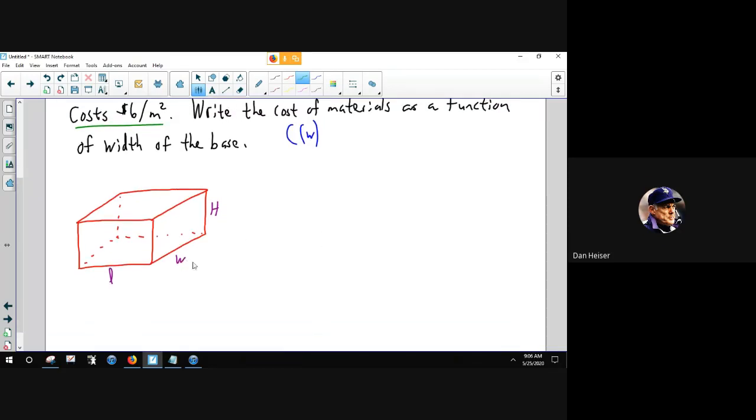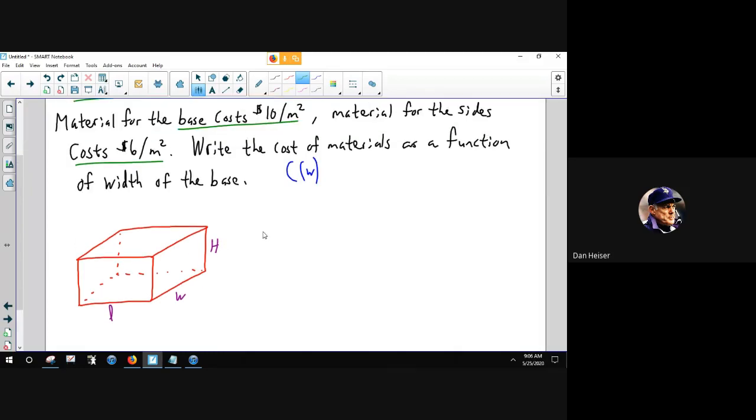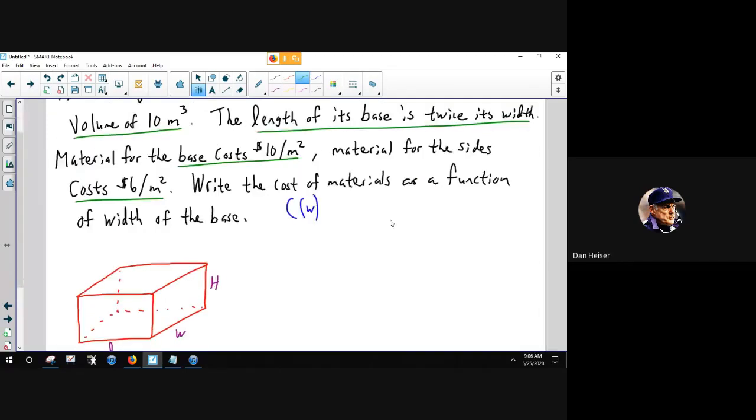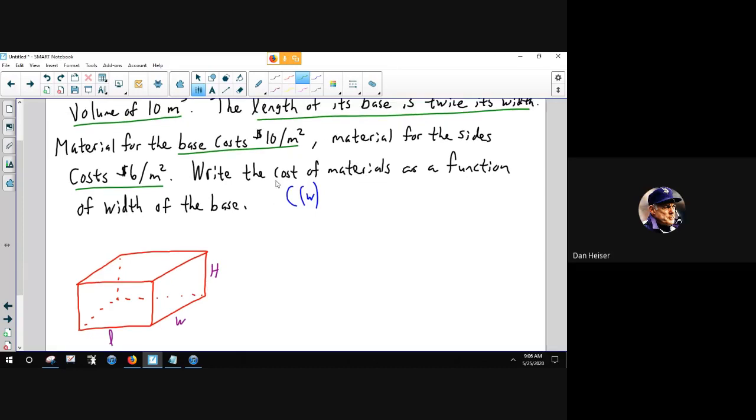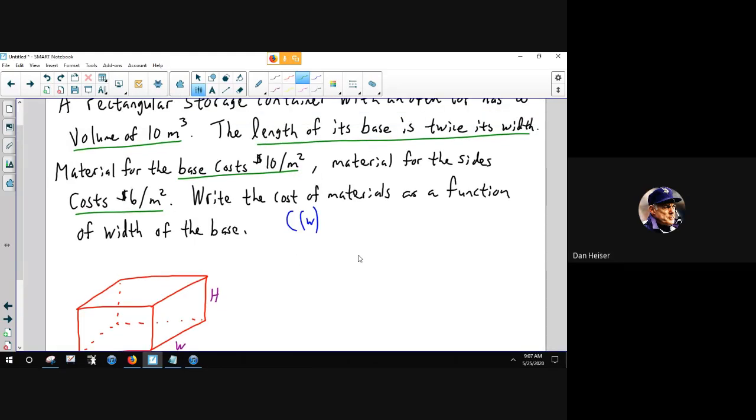And we want W to be the only variable at the end. Right now we have 3 variables. We have a length, a width, and a height. We want to pare this down to 1 variable. And this is where all your algebra skills are going to come in handy. So here we go. First thing you need to know how to do is, how do you find the volume of a box? And then how do you find its surface area? Because these costs here are in area. That's an area, square meters. So we need to be able to work with all that stuff.